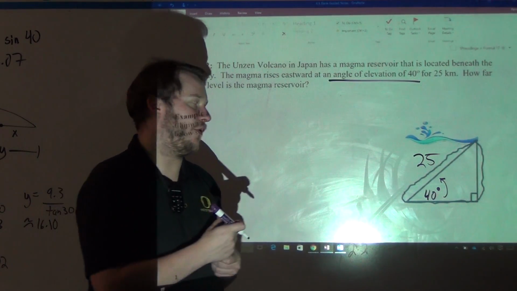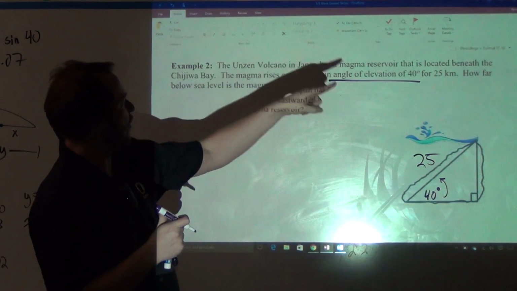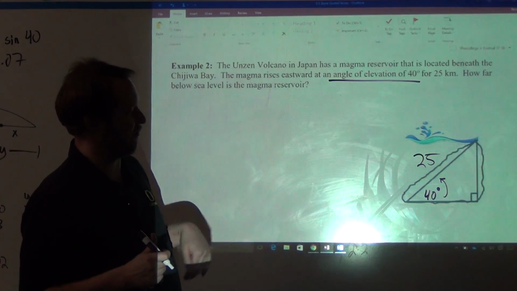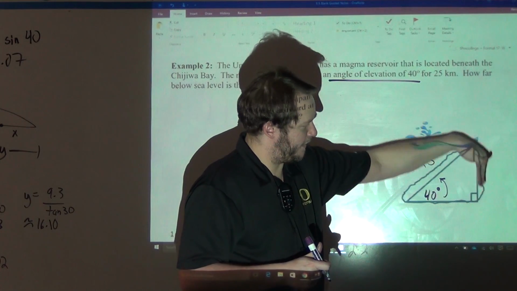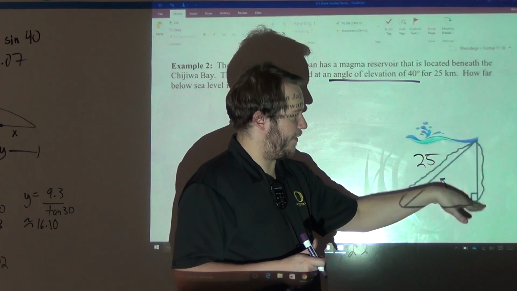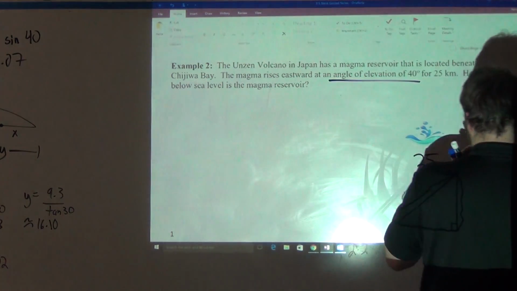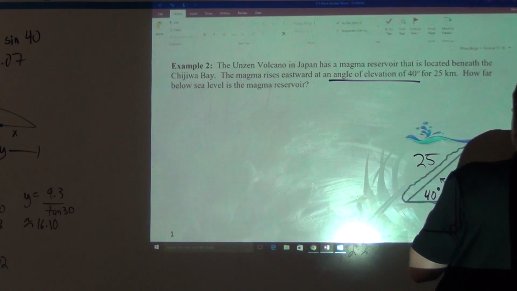And now we need to determine what we're looking for. It says, how far below sea level is a magma reservoir? So here's sea level, you can see the water there. We want to go down, so we're interested in how much this is. So that's going to be what we're trying to find.